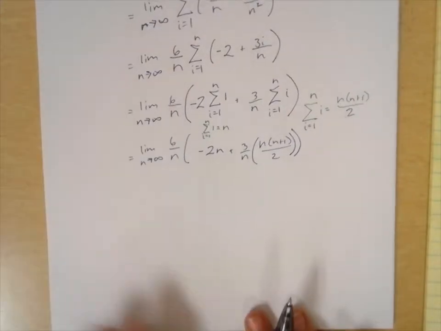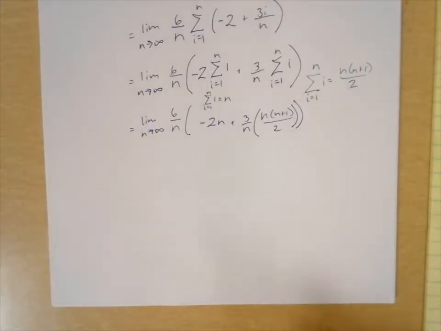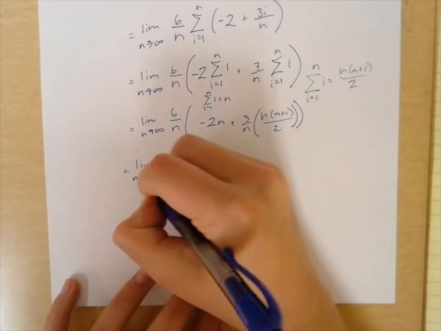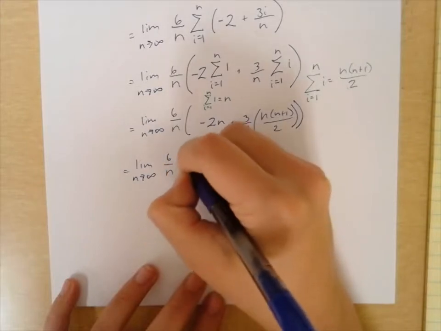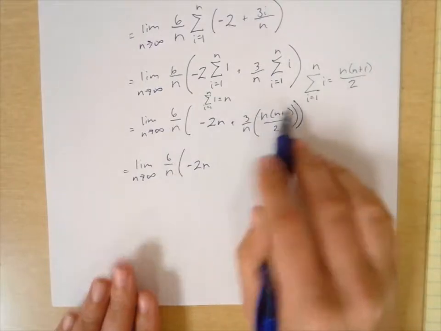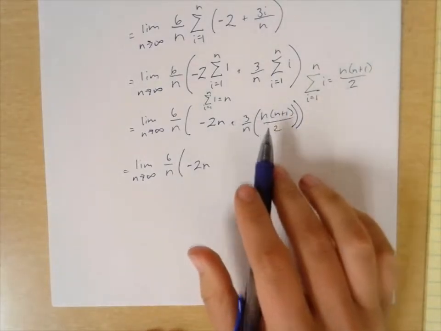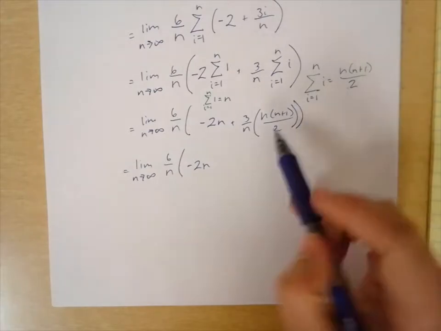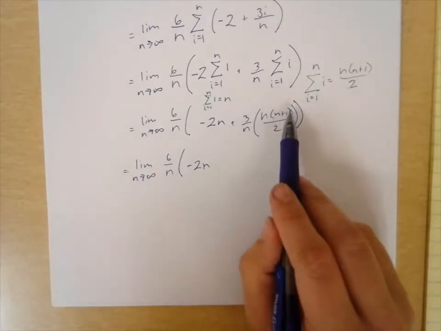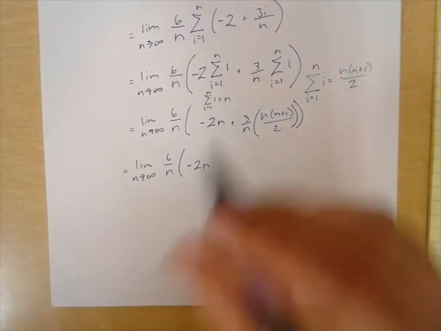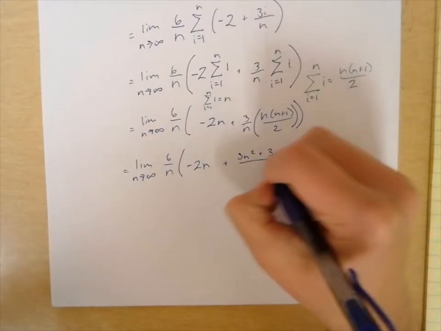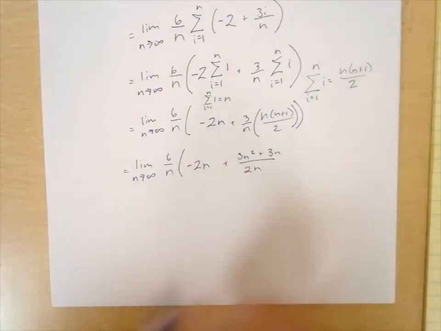Okay. Now we're getting somewhere. We're really close. We're going to have to do a bunch of simplifying though. We still have the outside pieces. They didn't go anywhere. We still have 6 over n. And we still have a negative 2n. But now let's start to simplify some things in here. What we can do is just kind of mental math this part. n times n would be n squared, and n times 1 would be n. So what I really have going on here is 3n squared plus 3n over 2n.